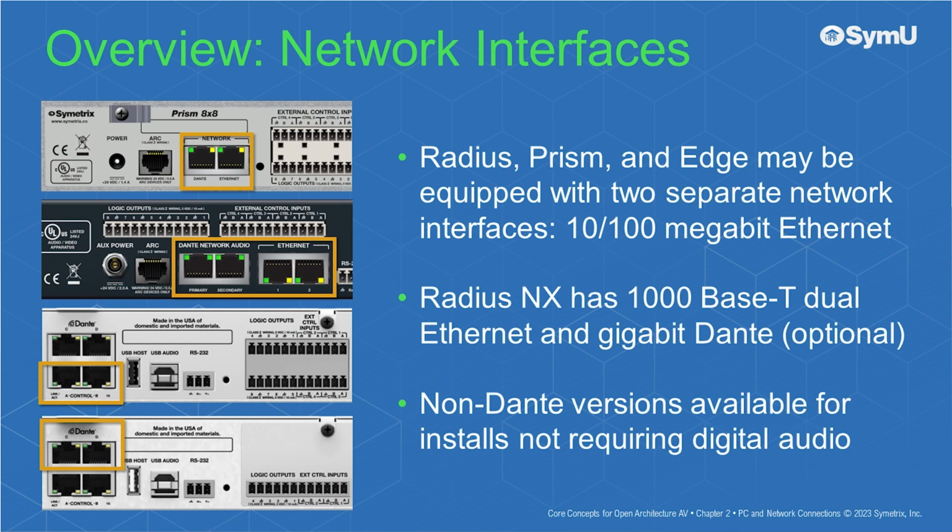Radius, Prism, and Edge DSPs may be equipped with two separate network interfaces, 10/100 megabit Ethernet for control. Radius NX has 1000BASE-T dual Ethernet and gigabit Dante, which is optional. Non-Dante versions are also available for installs that do not require digital network audio.